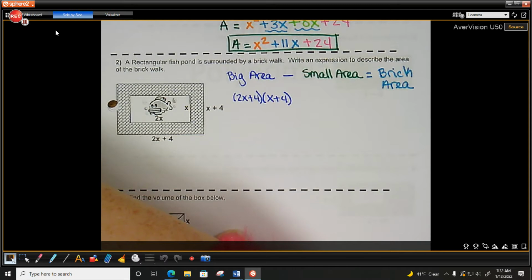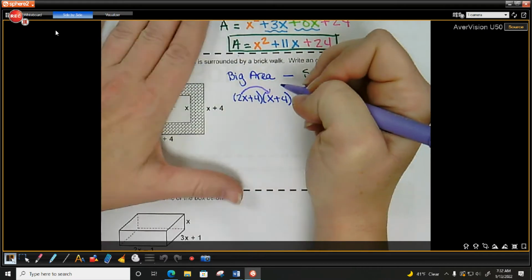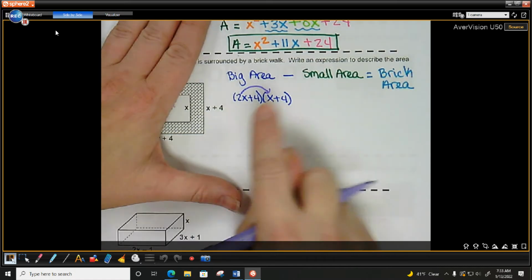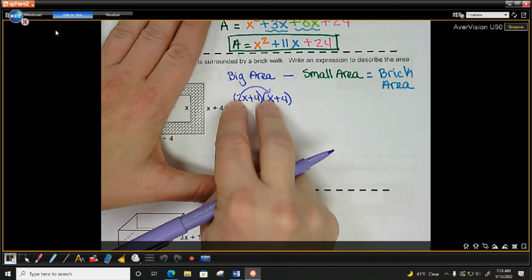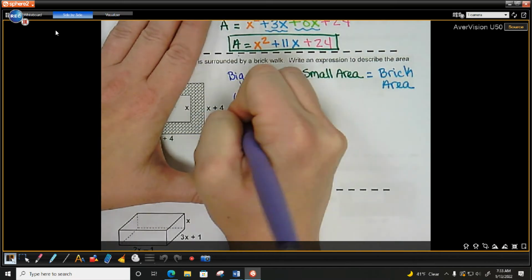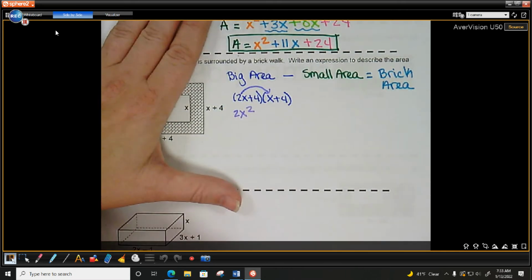Okay, let's simplify this. What am I going to do first? Heather, what am I going to do first? Distribute. What? 2 to the 1x. Very good. So what's 2x times 1x? So remember, when you multiply the coefficients, 2 times 1 is 2. And then x times x is x squared. So it's 2x squared.